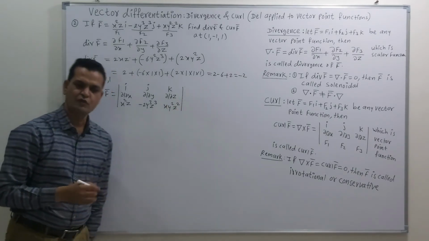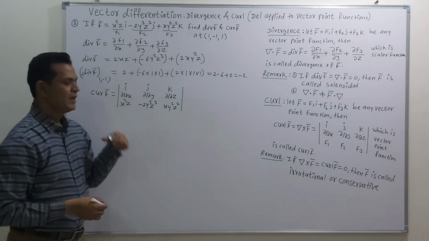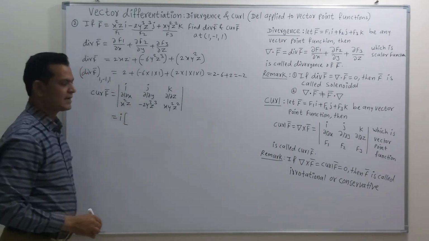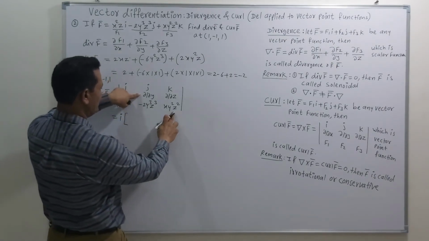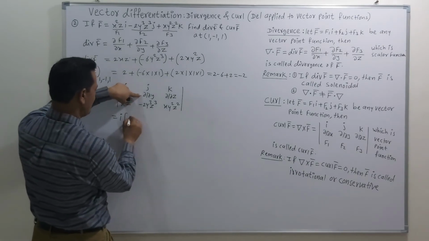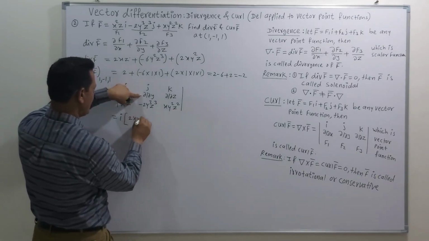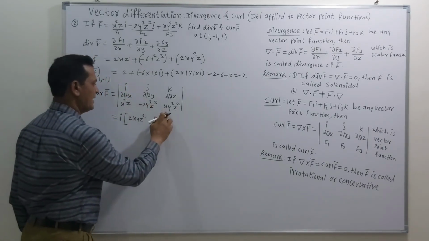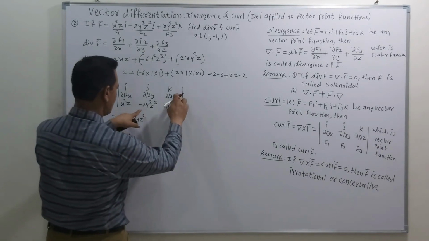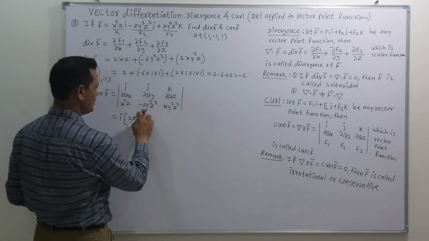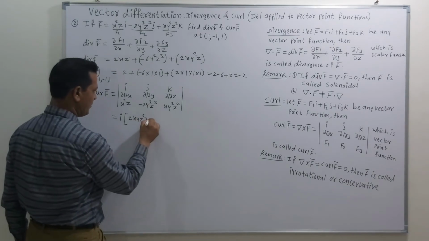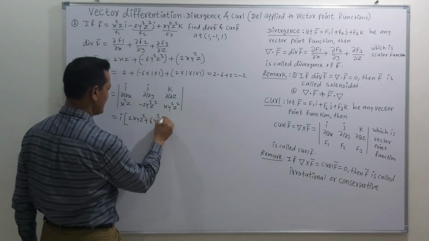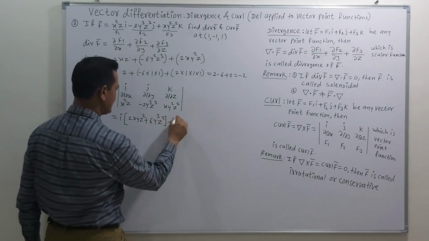Now friends, our aim is to find the curl of vector f bar, that means to evaluate this determinant. If we evaluate this determinant, we get i times: take the derivative of this term with respect to y, so we get 2xy z square, because when we take the partial derivative with respect to y, x and z are constant. Then take the derivative of this function with respect to z, so minus, and this minus becomes plus, 6 y cube z square, minus j.